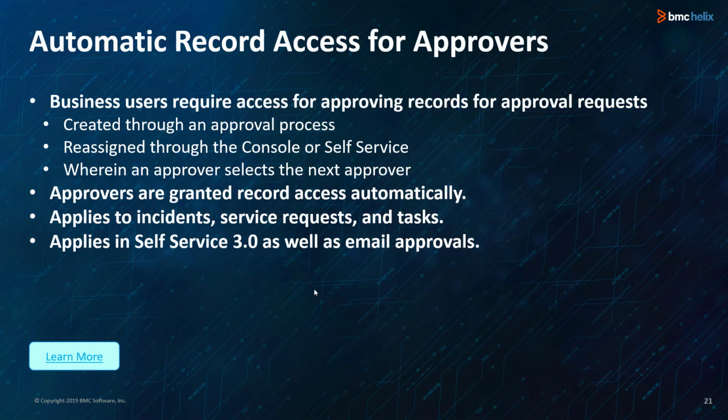Business users are often required to approve records. They do so either in self-service or by responding to the email notification. Approval requests may originate through an approval process, manual assignment through the console or self-service, and in cases wherein an approver selects the next approver manually. In this release, the approvers are granted access automatically through a batch process.